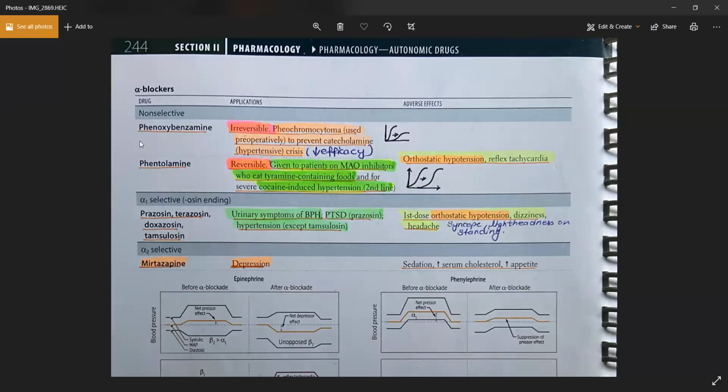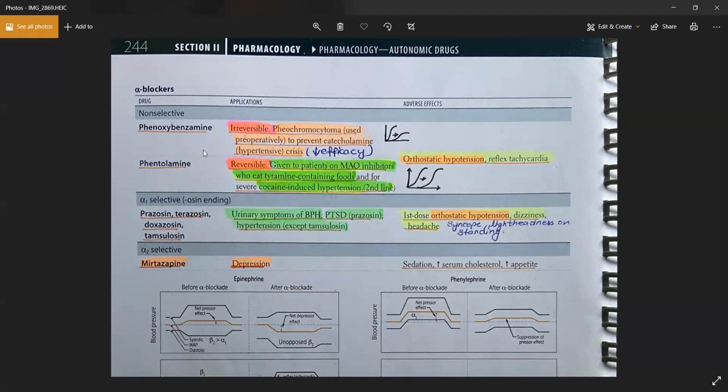Okay. Then comes phentolamine, which is a reversible blocker. You always give it to patients who are on MAO inhibitor therapy, because whenever they eat tyramine-containing food, they can have sympathetic hyperactivity, right? To prevent this, you need to give the patient alpha blockers so that they won't get the sympathetic hyperactivity in case of MAO inhibitor therapy. You will also use these agents to prevent cocaine-induced hypertension and vasospasm, because all of them are alpha mediated. So you need to give the patient phentolamine.